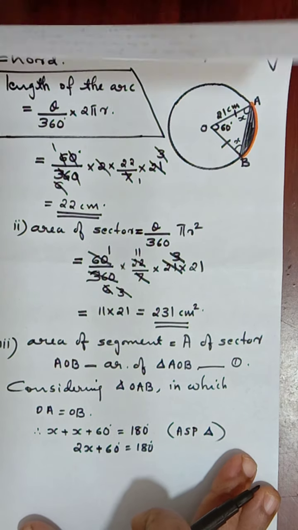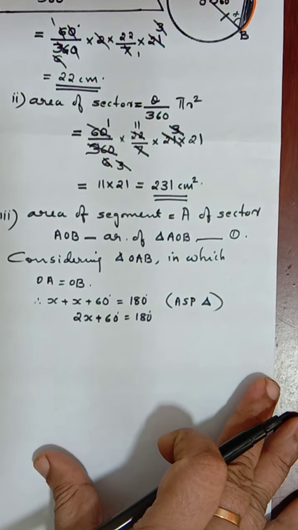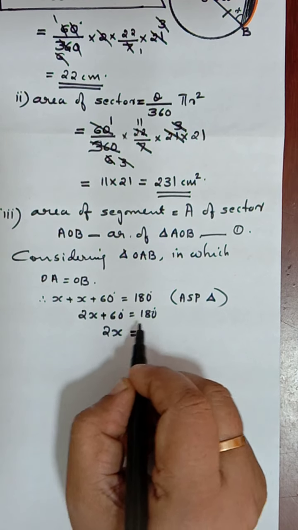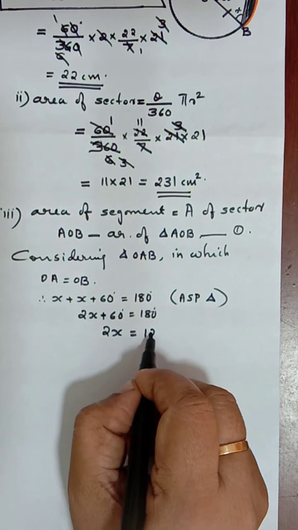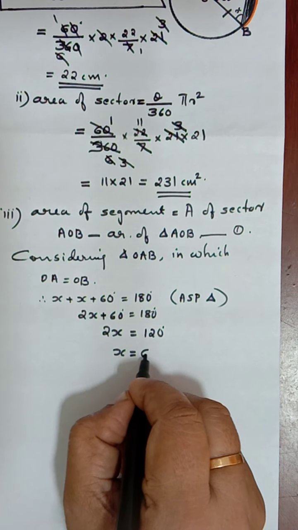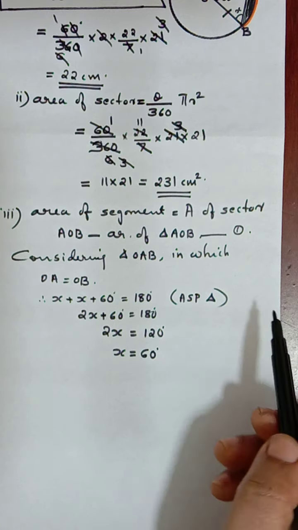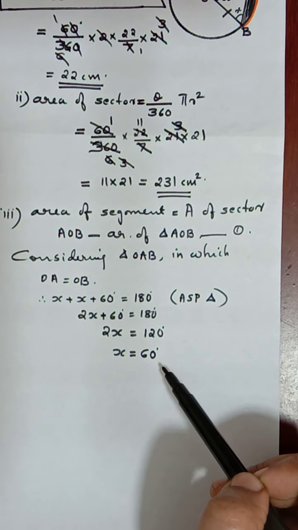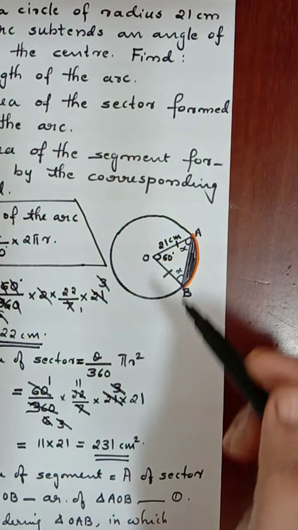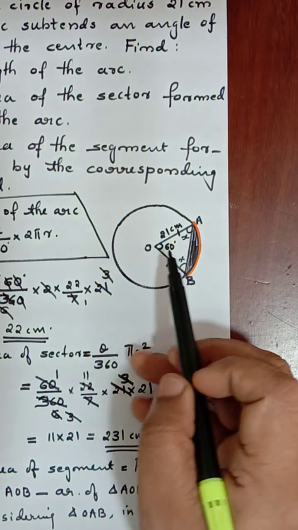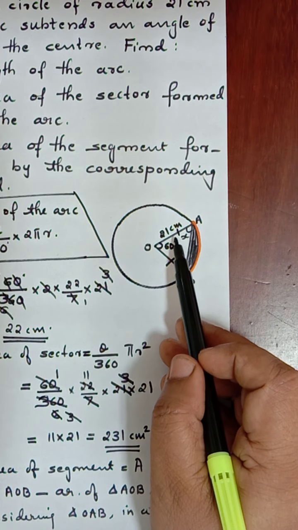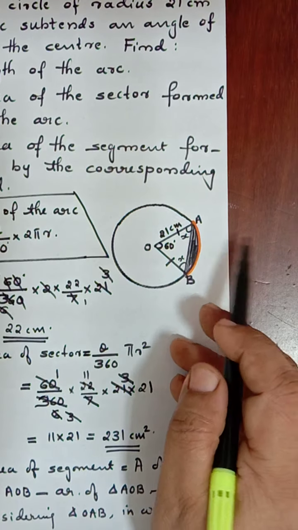Now transfer to the other side. What do we get? By transferring, 2x equals 180 minus 60, which is 120. Therefore x equals 120 by 2, which is 60 degrees. So each x equals 60. That means all three angles are equal to 60. So what type of triangle is it now? 60, 60, 60. You can see all three angles are the same, so we call it an equilateral triangle.